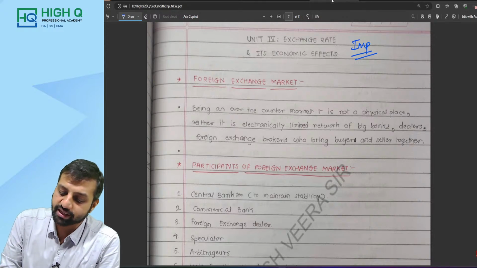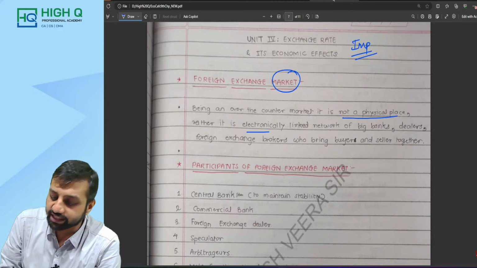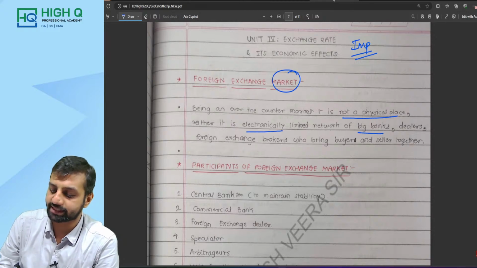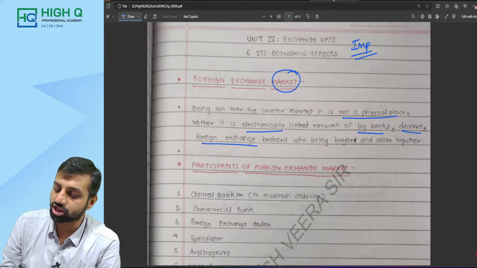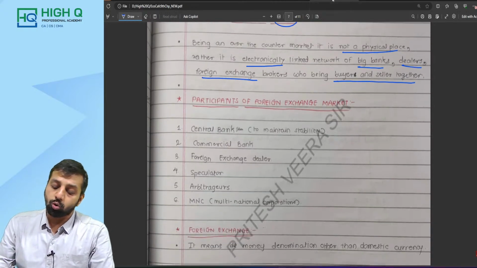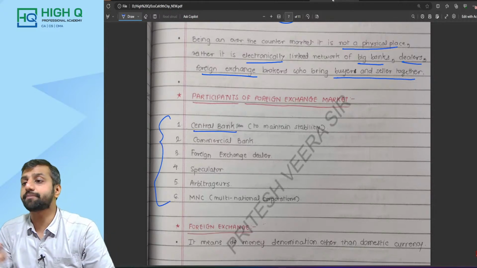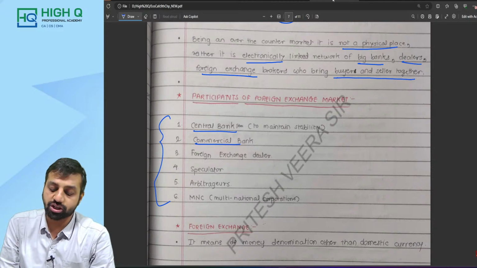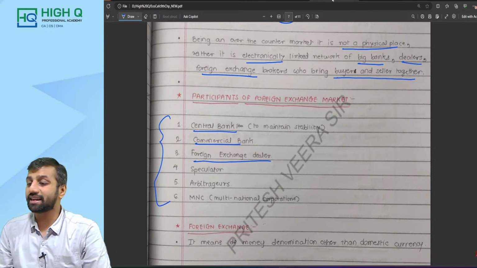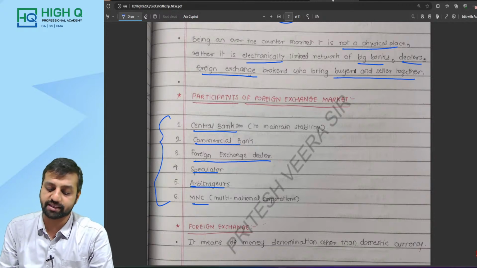So first of all, there is a market. Market is not a physical place. It is an electronic market of big banks, dealers, foreign exchange brokers who are buyers and sellers. Who are the participants? So central bank is the major participant of the foreign exchange market. Commercial banks, foreign exchange dealers, speculators, arbitrageurs and MNCs.